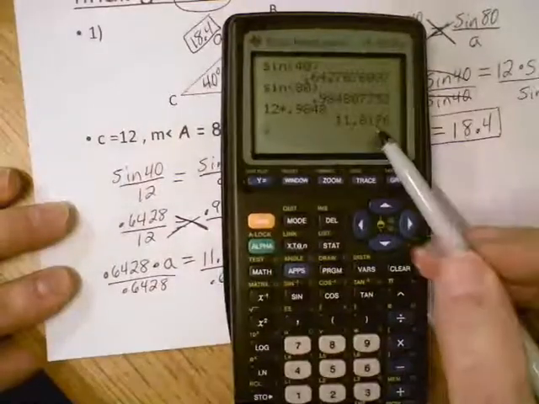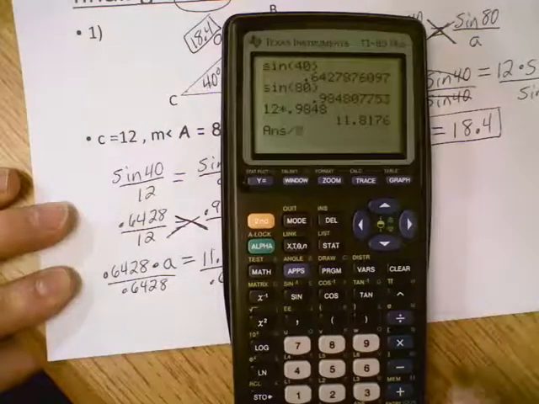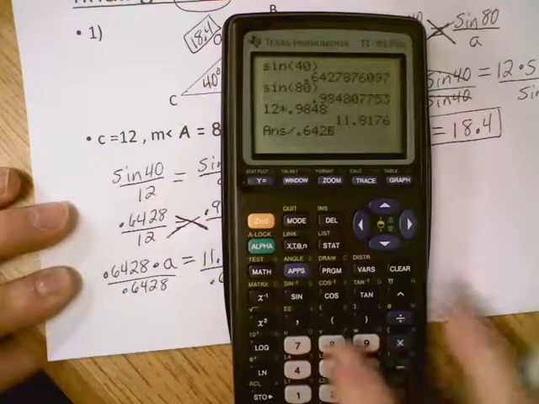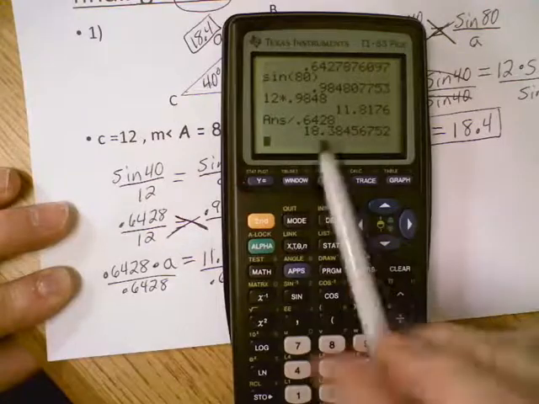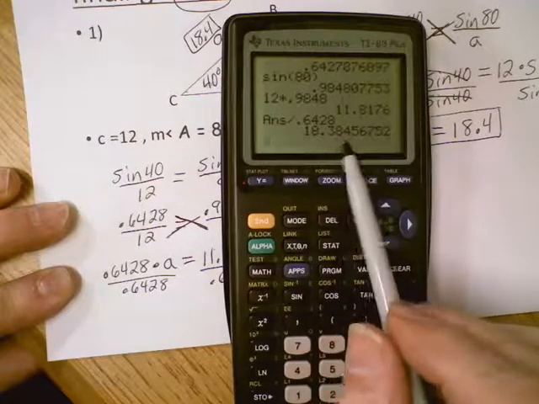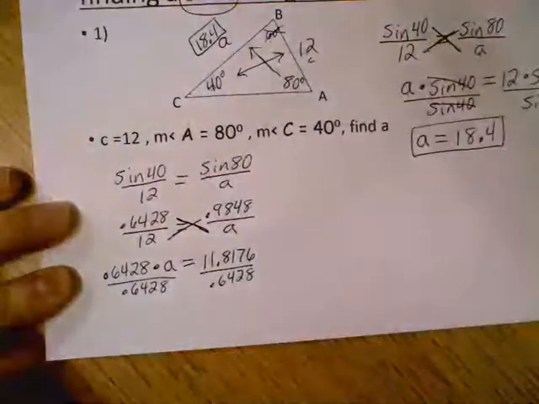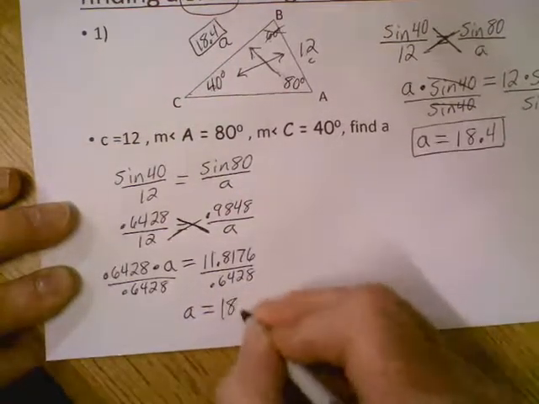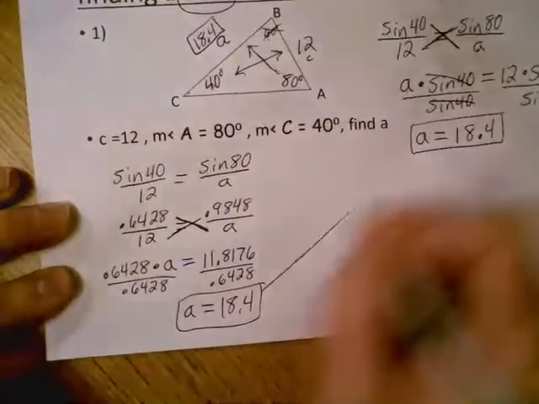That number right there is already on your calculator, so you can just hit divided by 0.628, and it gives me 18.38, which we're going to round off to 18.4. So it gives us the same answer either way.